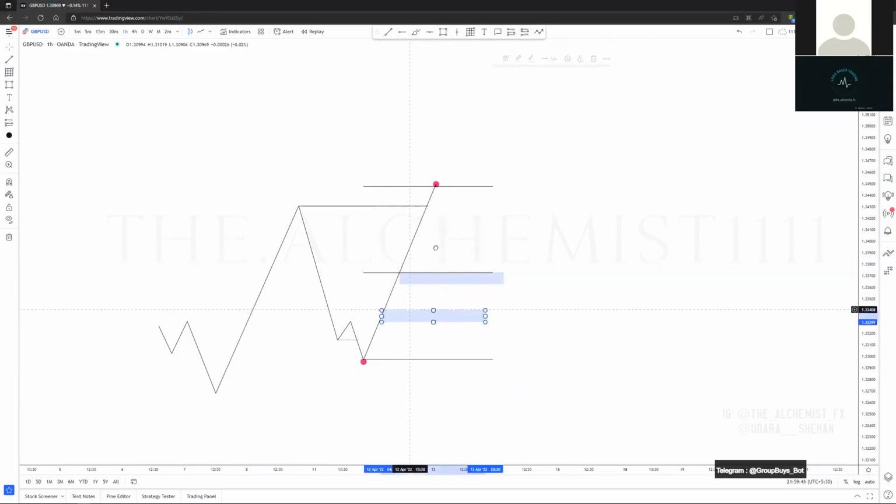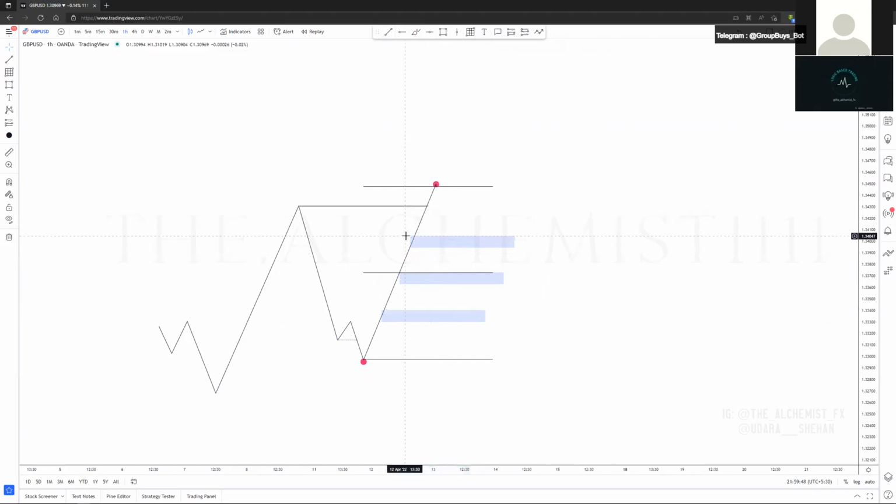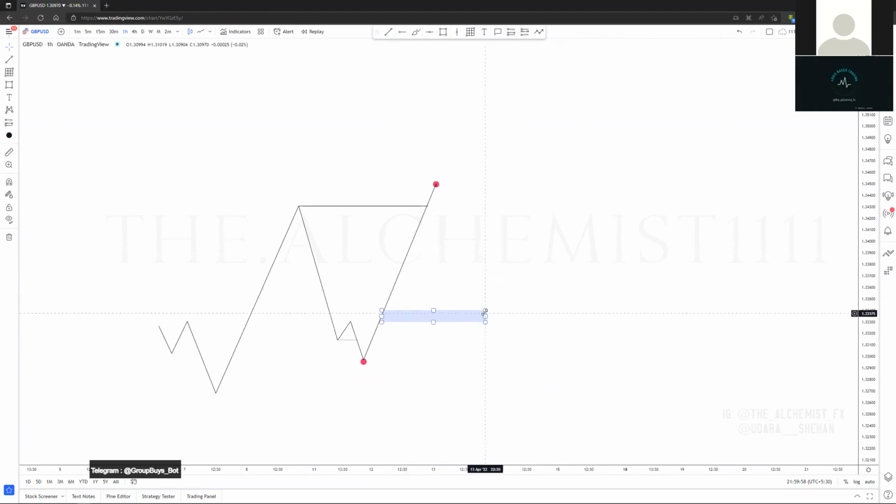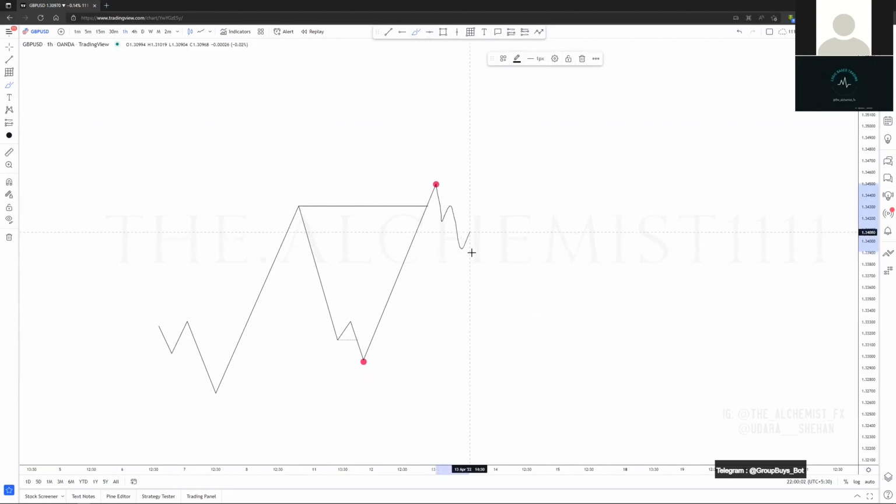So we will not be looking for a point of interest at a premium price to buy. We're not going to do that. We will not be buying from a premium price. We'll be only buying from somewhere around here. So let's say we mark that out and the market started retracing.